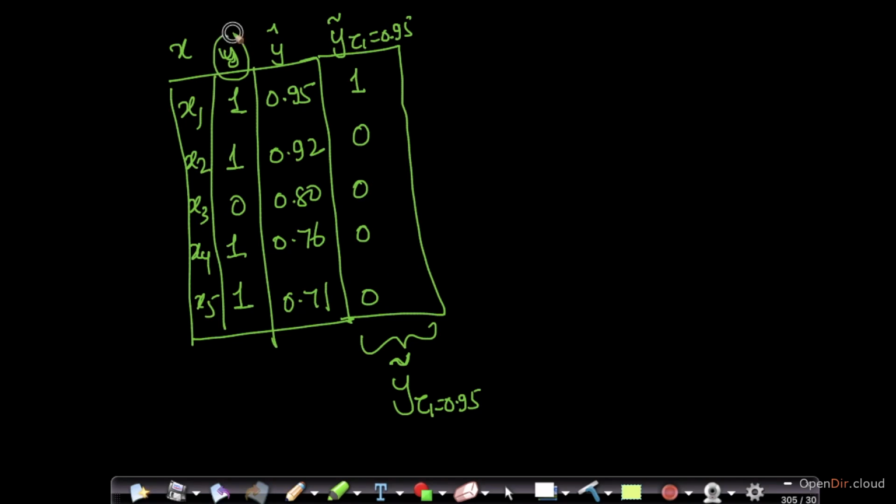Here I have my actual y's. These are my actual y's. These are my predicted y's. Given actual and predicted y's corresponding to tau1, I can compute a true positive rate and a false positive rate, right?